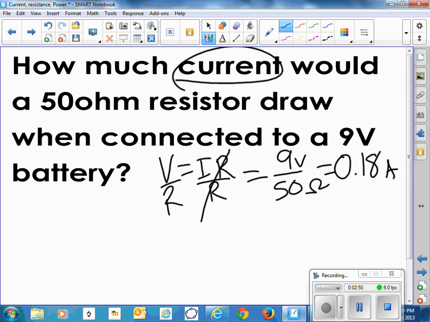Milli is 10 to the negative 3. So if I move the decimal 3 places, then it's 180 times 10 to the negative 3. They just say that, they call that milliamps.